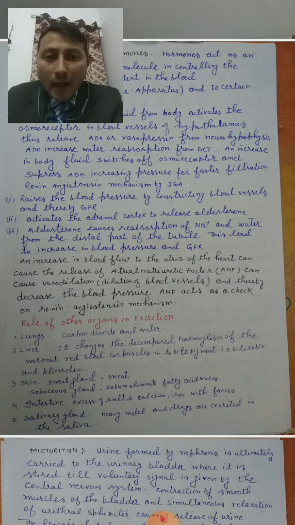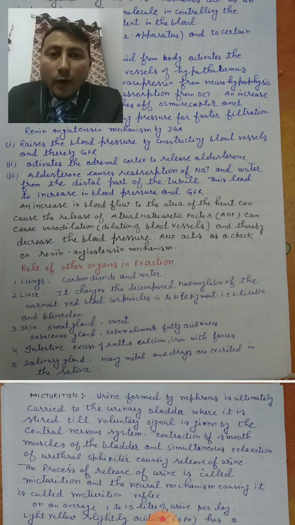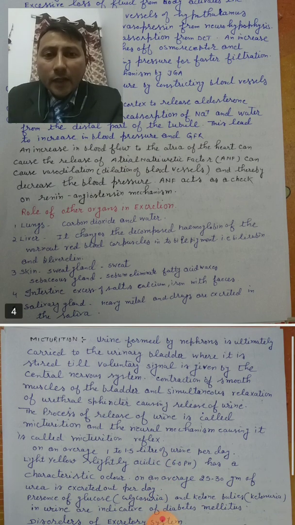Then an increase in the blood flow to the atria of the heart causes the release of atrial natriuretic factor, ANF, which causes vasodilation of blood vessels and thereby decreases the blood pressure. This ANF actually acts as a check on the renin-angiotensin mechanism.